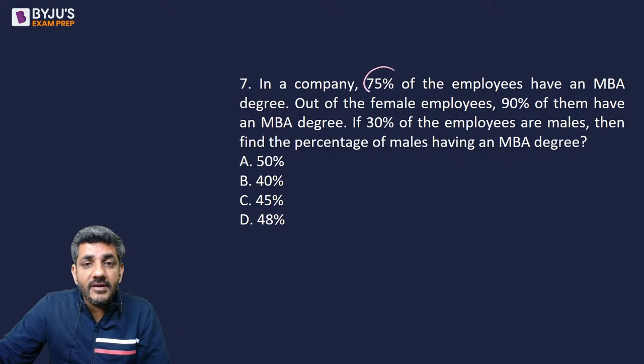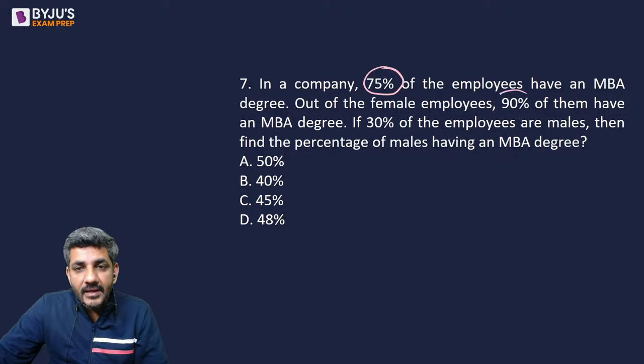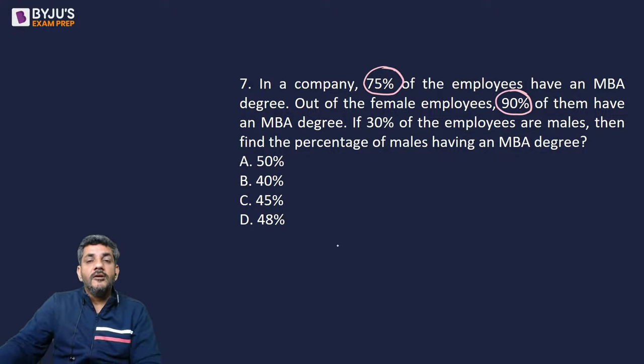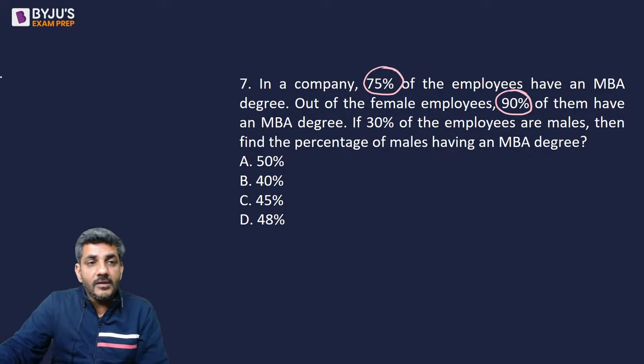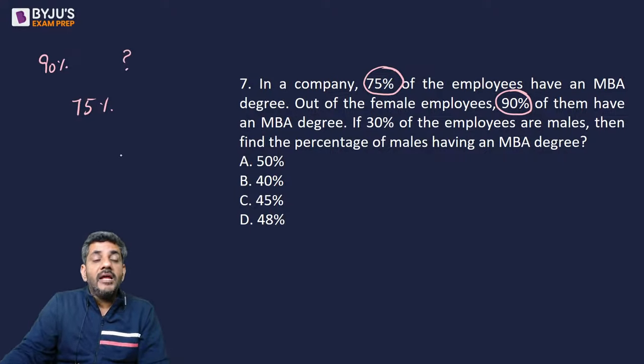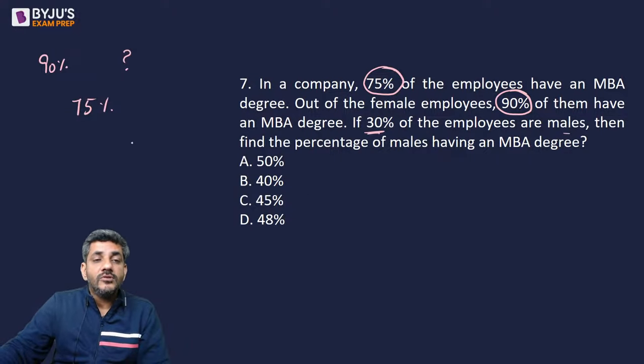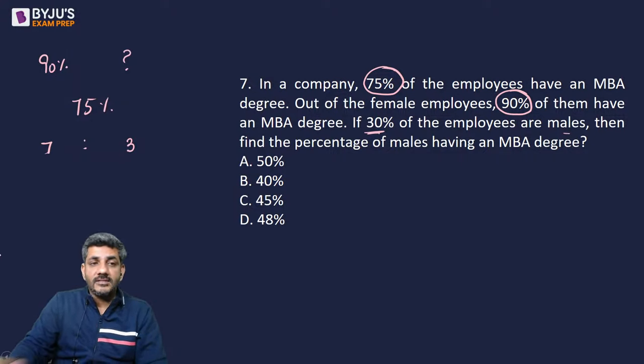देखिए ओवरऑल 75% के पास MBA की डिग्री है, फीमेल्स में 90% के पास एमबीए की डिग्री है, तो मेल्स में कितनों के पास होगी? सो 75% इज द ओवरऑल परसेंटेज, फीमेल्स में है 90%, मेल्स में कितना है, दिस वी हैव टू कैलकुलेट, एंड मेल्स एंड फीमेल्स आर इन व्हाट रेशियो? 30% ऑफ द एम्प्लॉयज आर मेल्स, तो 30% ही मेल्स हैं, इसका मतलब 70% फीमेल्स हैं. सो फ्रॉम हियर आई कैन ऑल्सो गेट द आंसर, इससे भी मेरा आंसर आ जाएगा. आई होप यू आर गेटिंग माई पॉइंट.